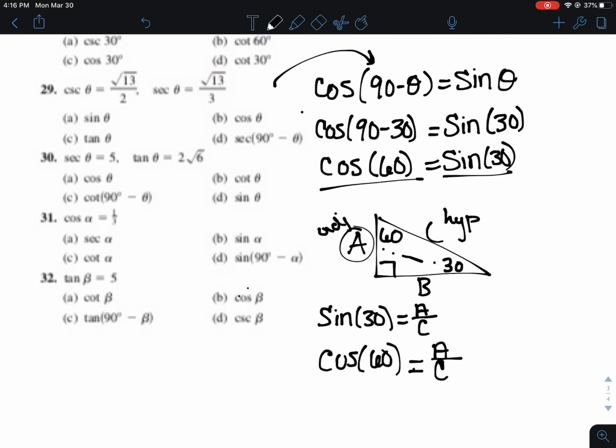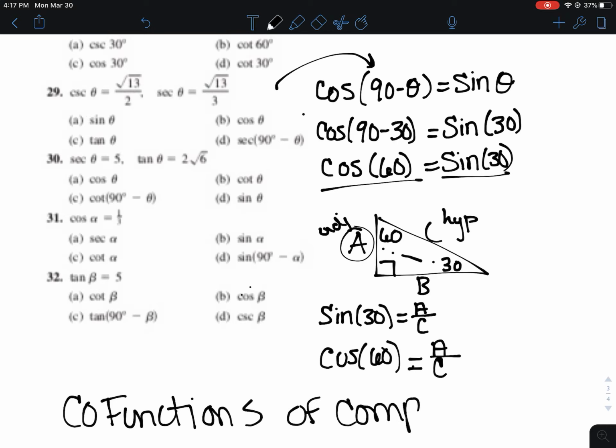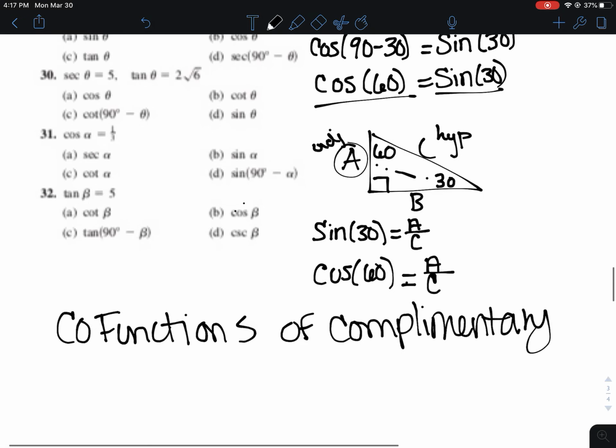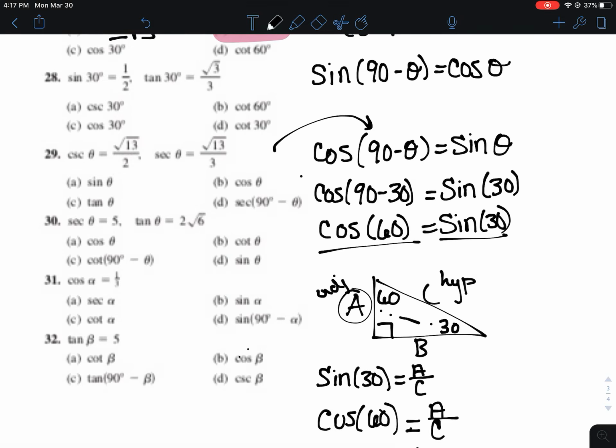So co-functions of complementary angles are equal. Miss M likes to say that they're congruent because it rhymes. Co-functions of complementary angles are congruent, or it doesn't rhyme, but it's alliterative. But that's not actually true, so we'll use the right word, equal, okay?